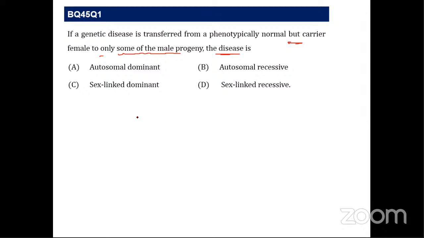All right. Very good. Krishna, Mahek. Good. Right? What will be the answer?